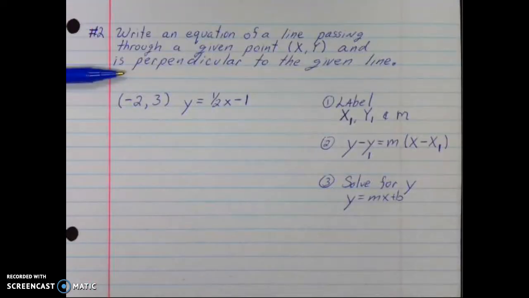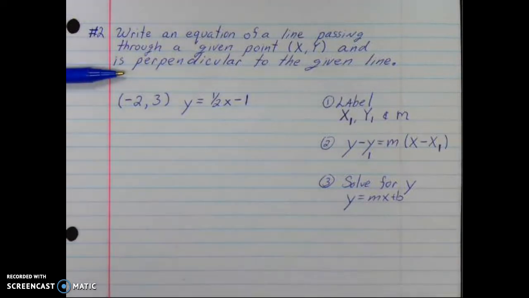All right, and just like in our last lesson, you're going to be asked to write an equation of a line that's going through a given point that's perpendicular to a given line. So take a moment, hit the pause button, and make sure you copy down the instructions, copy down our example, and copy down our instruction list. Okay?